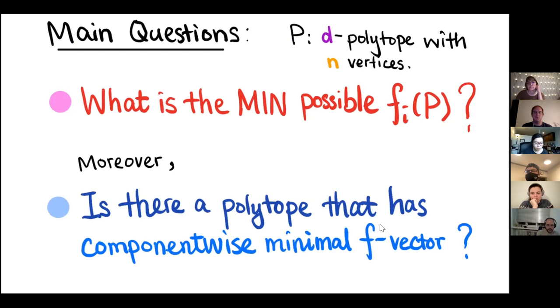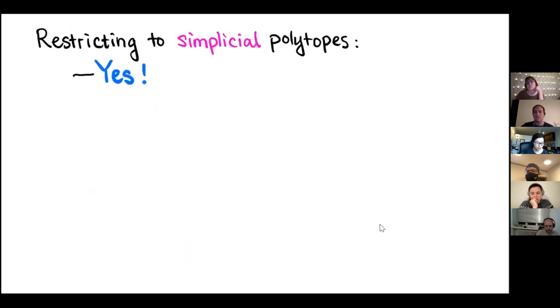We can detour a little bit. Instead of polytopes in general, we can just look at a particularly nice family of polytopes called simplicial ones. Simplicial polytopes are those whose proper faces are all simplices.